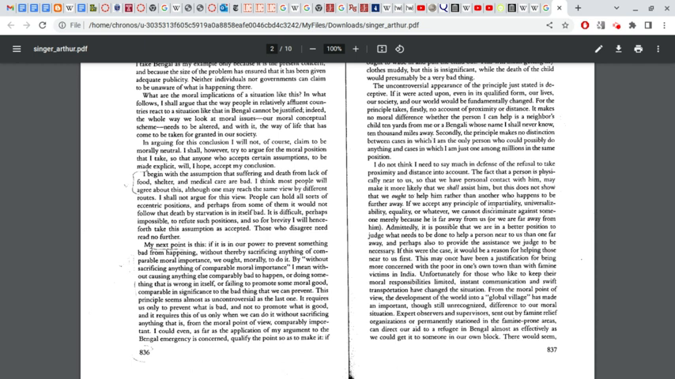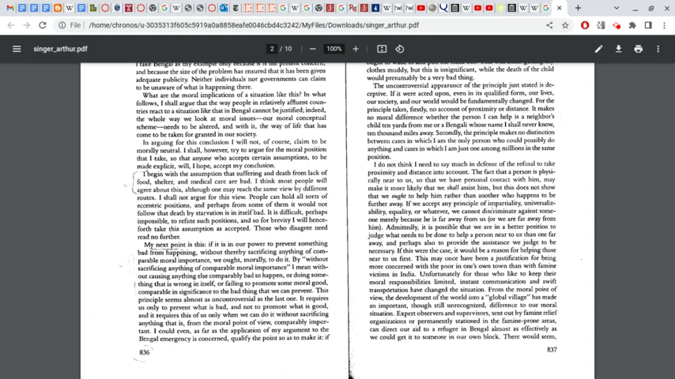And there, the complications obviously begin, because this is what we are calling in our class Singer's second principle. And this is also what Arthur will call the greater moral evil rule, interpreted in a certain way. But look at the way that he actually puts it: if it is in our power to prevent something bad from happening without thereby sacrificing anything of comparable moral importance, we ought morally to do it.